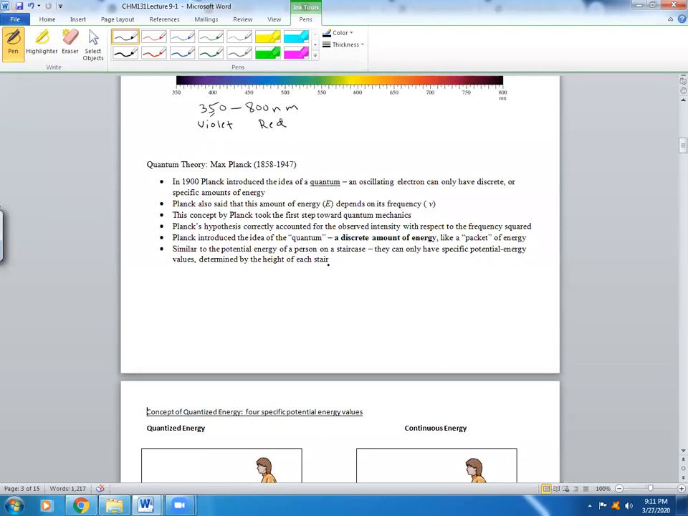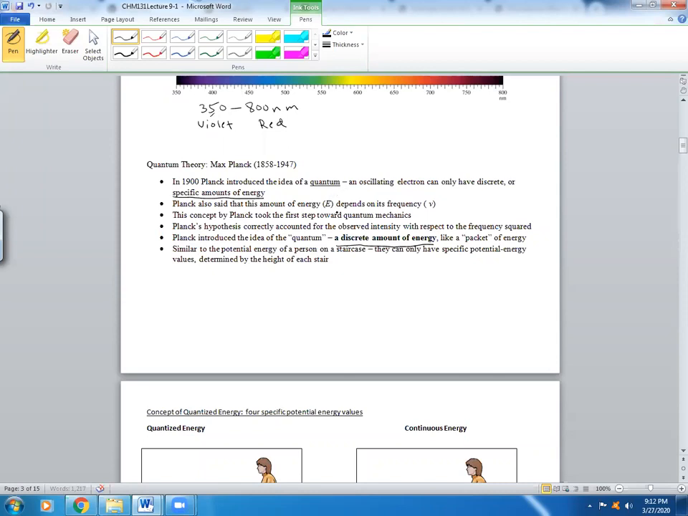I'm going to jump here and say, here's what it means. It's a discrete amount of energy. That's all it means. So he said an oscillating electron can have only discrete or specific amounts of energy. Quantum comes from quanta, which comes from quantity, amount, but it's a specific amount.